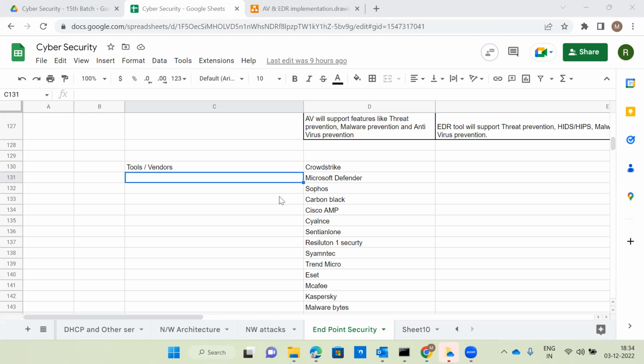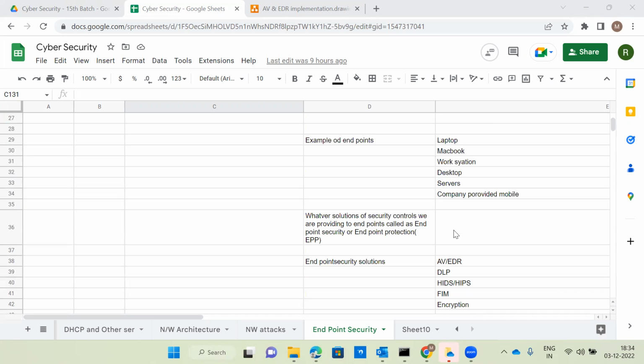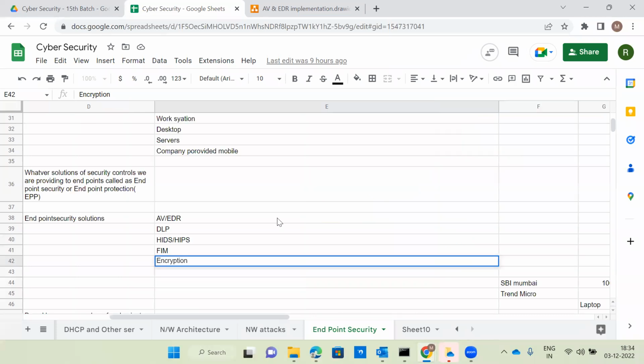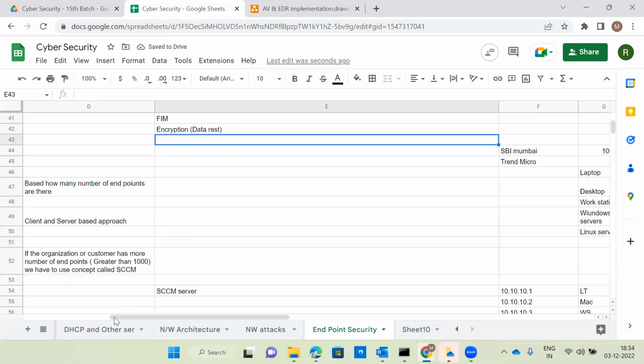So the next topic as per our endpoint security or endpoint protection is DLP. I will give a little introduction about DLP and also what PII data and PHI data are. Then we can see how we can classify the data and the different types of data we have. Once that is completed, we'll go to HIDS, HIPS, file integrity monitoring, and file encryption. This encryption is basically data at rest. Hope everybody remembers. Because we are providing this endpoint security, okay, we can discuss that later.